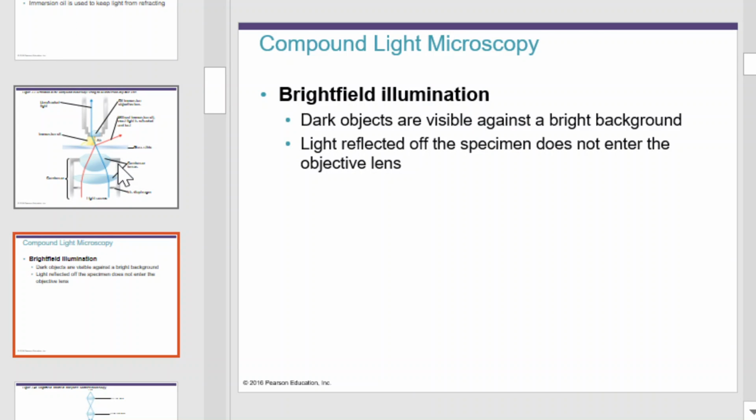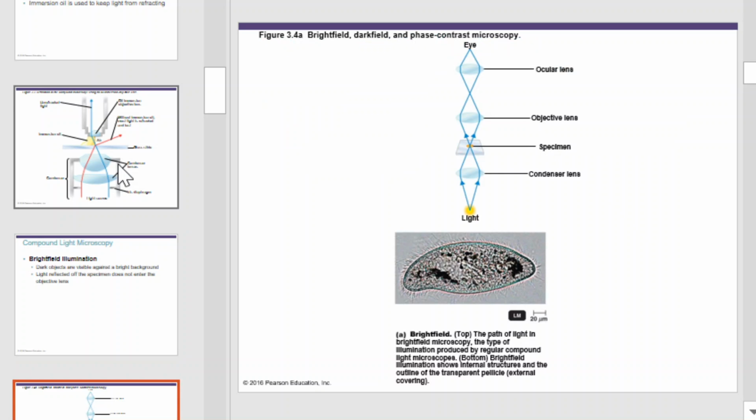Bright field illumination. In bright field illumination, dark objects are visible against a bright background. Light is reflected off the specimen and does not enter the objective lens. This is an illustration of how bright field illumination works.